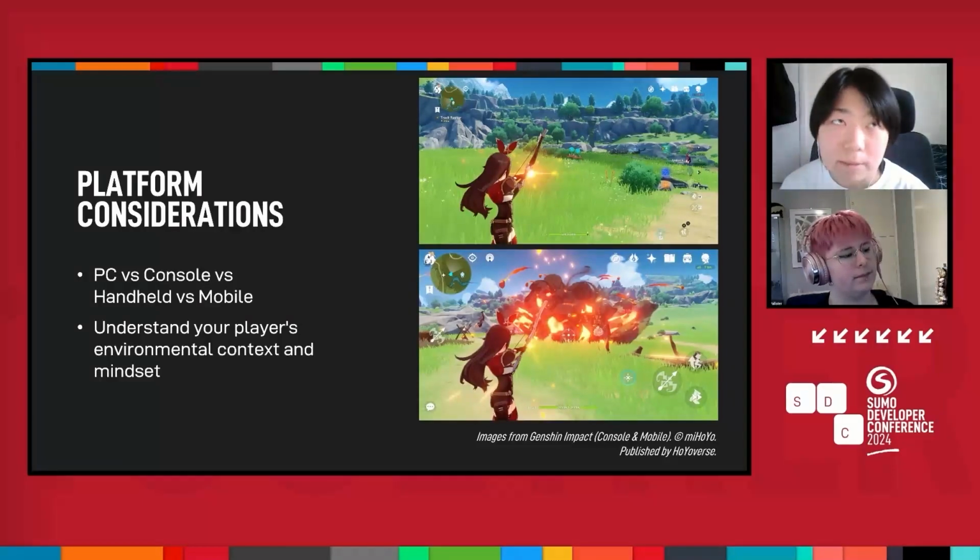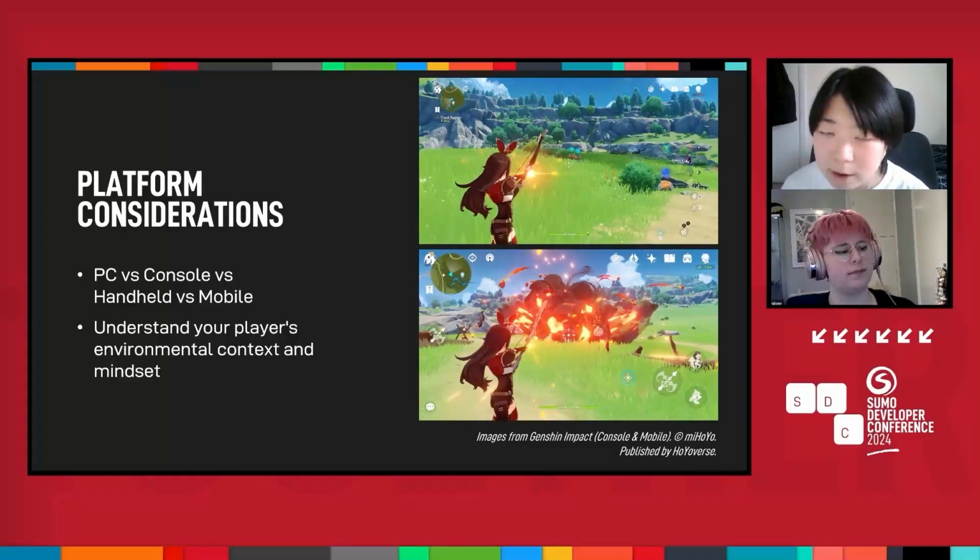And systems thinking also includes platform considerations. So with each platform, whether it's PC, console, a handheld, or mobile, the player will be in a different environmental context and mindset. For example, a PC player is most likely sitting at home with one or several monitors, usually not rushing to go anywhere, with a solid chunk of time to play your game. Versus a mobile player who usually has a small screen, they may be playing a game while waiting for the bus, and so they only have a really short amount of time to play.